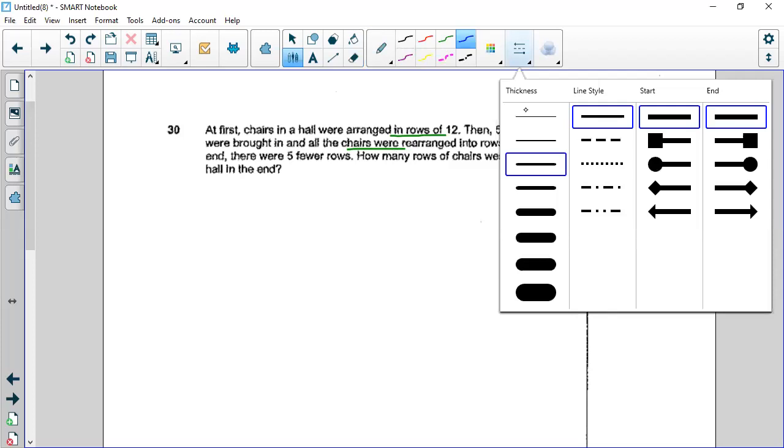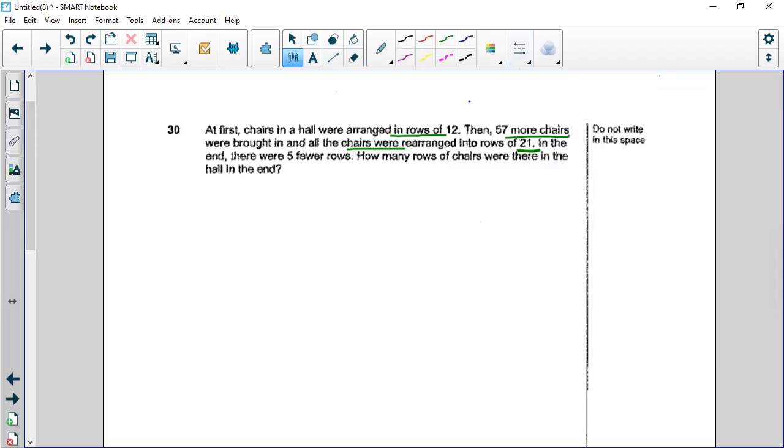Okay, hang on. At first, chairs were arranged in rows of 12. So when you see rows of 12, it means average. Every row got 12 chairs. Then 57 more chairs were brought in and all the chairs were rearranged into rows of 21. So you have another average, right? Every row has an equal number. In the end, there were 5 fewer rows. How many rows or chairs were there in the end?